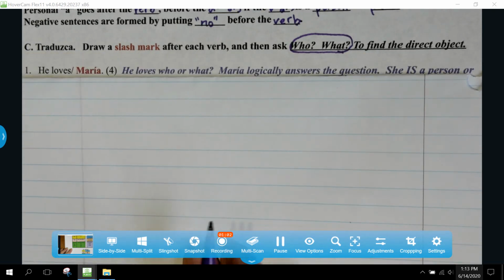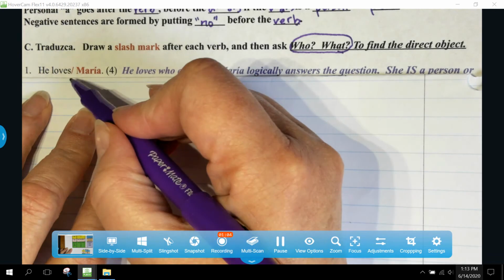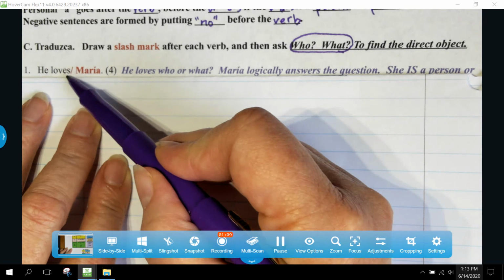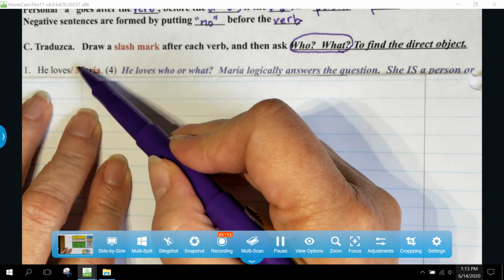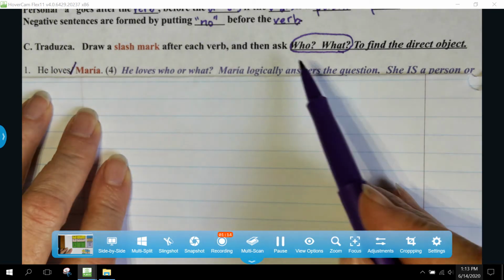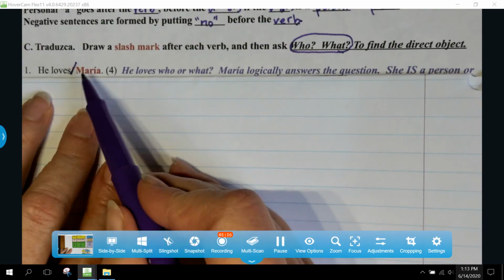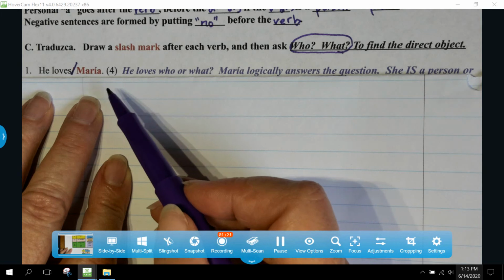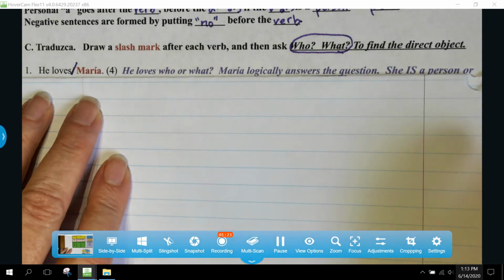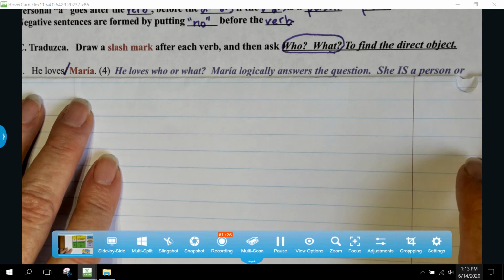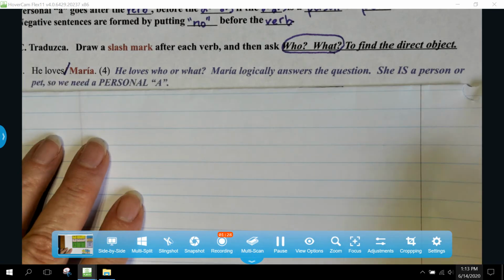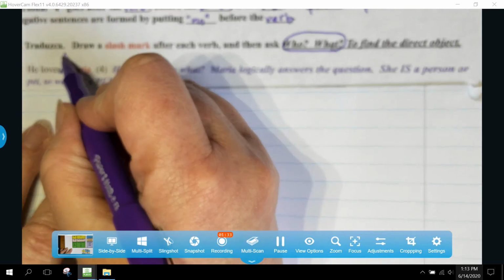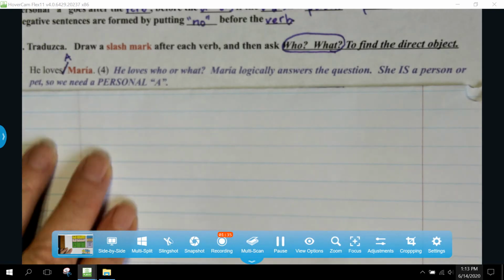Okay, so we look at the first thing. We look at he loves slash mark, because the slash mark goes right after the verb, which is loves. So he loves slash mark. We go back and we ask who or what. He loves who or what? Does Maria answer that question? Yes, Maria does logically answer the question. Is Maria a person or a pet? Yes, she is. So we need a personal a. So where you put that slash mark, you may want to draw an a right above it.